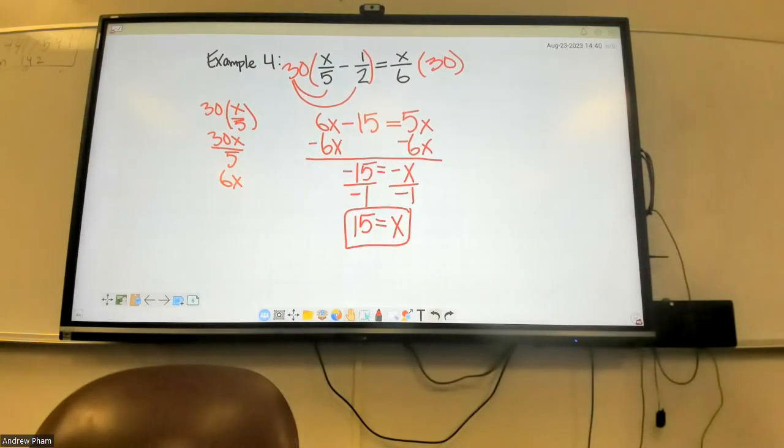So this is me saying, if you want, you could avoid the fractions from the beginning by multiplying by a particular number based off those denominators. Do you have a question?